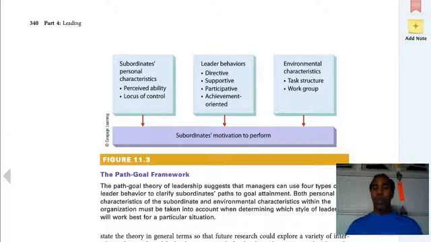And this is the path goal framework. Path goal theory of leadership suggests that managers can use 4 types of leader behavior to clarify subordinates' paths to goal attainment. Both personal characteristics of the subordinates and the environmental characteristics within an organization must be taken into account when determining which style of leadership will work best for a particular situation, right? So I think I also put a video in there about situational leadership. You say that I believe that this is going to happen in this time frame. It doesn't happen, then maybe we can move things a little quicker, a little easier.